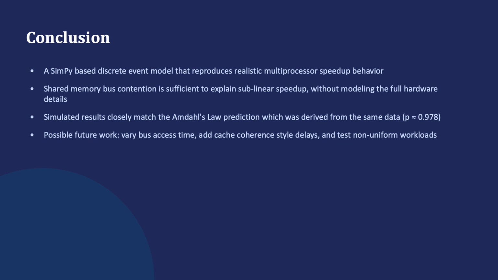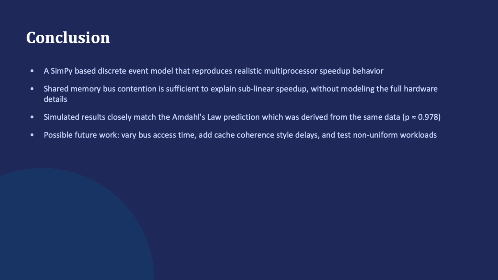What could I do to better this simulation? I could vary the bus access time, and that would create a more realistic simulation. It would also help explain the sublinear speedup in a real system. Something else I could look at would be clearing the cache, or testing different uniform workloads.